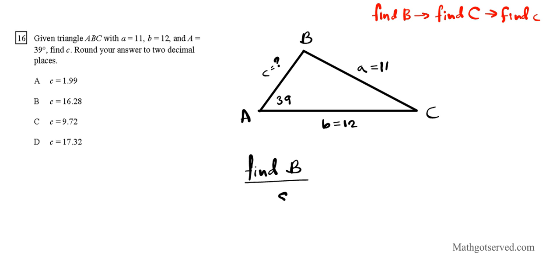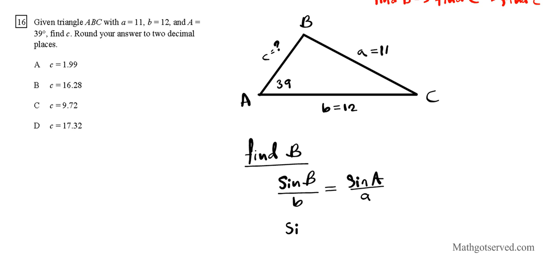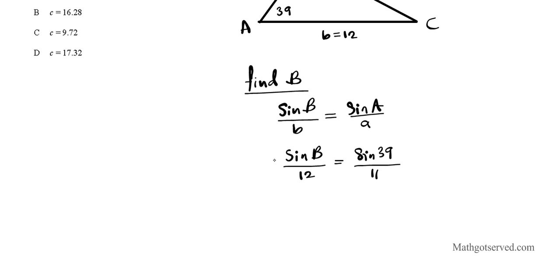Okay? All right, so let's do it step by step, starting out with finding big B. To do that, I'm going to go sine big B over little b equals the next pair. We need to have both pairs accounted for, a complete pair, and A satisfies that, so we have sine big A over little a. All right, let's substitute and solve for big B. So we have sine big B over 12 equals sine 39 over 11. Now we'll multiply both sides by 12 to isolate sine B. So this divides out, and then we have sine B equals, now what we're going to do is plug this into the calculator to see what the value of sine B equals.